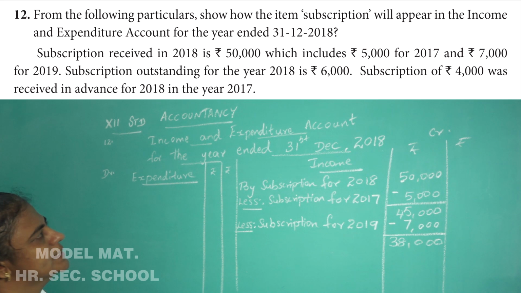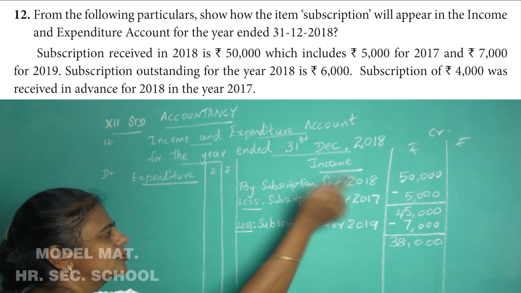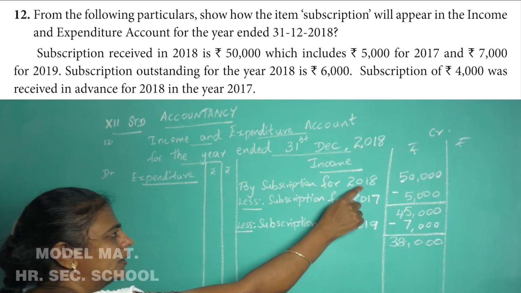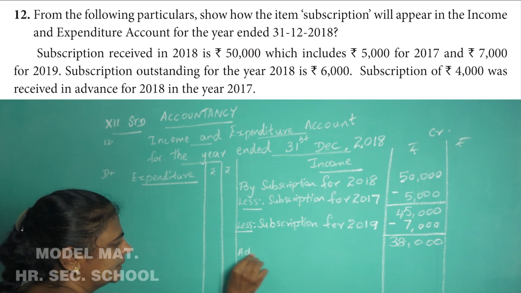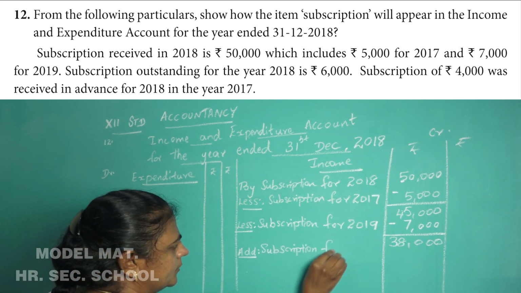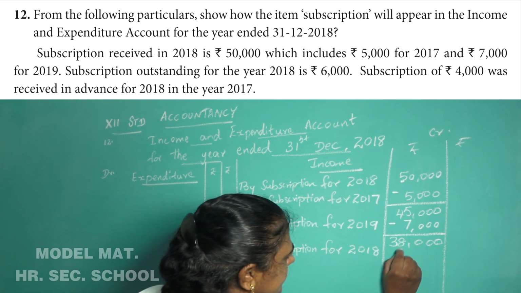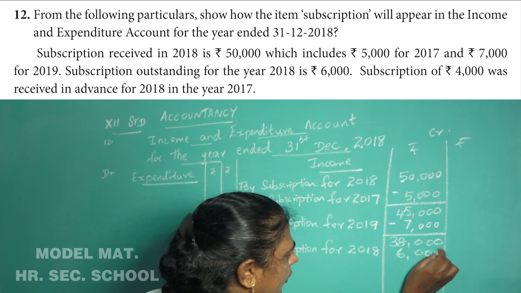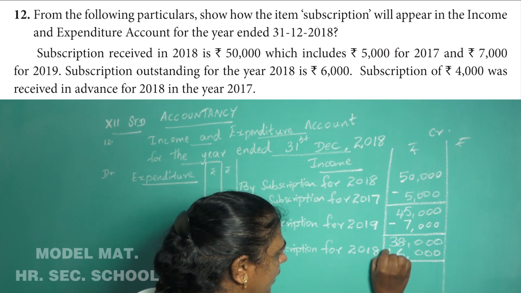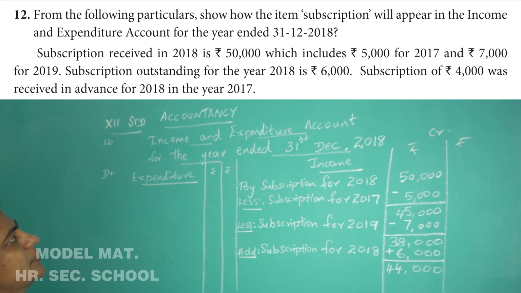Okay. Then see the question. Subscription outstanding for 2018 is rupees 6,000. 2018 is the current year. So if it is outstanding, if it is not received, what you have to do? It is for the current year. So you add subscription for 2018. 6,000 is outstanding for the current year. So that you add and you will get 44,000.